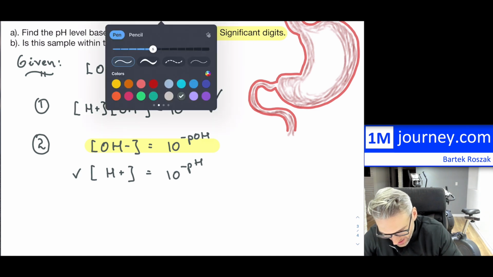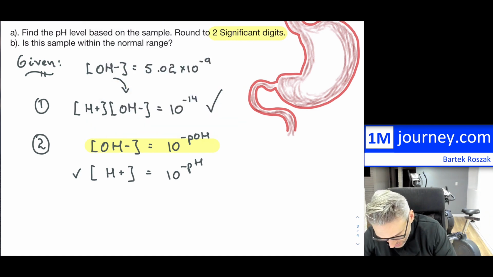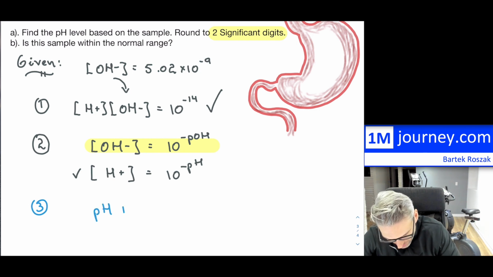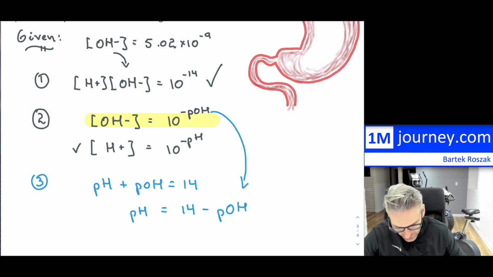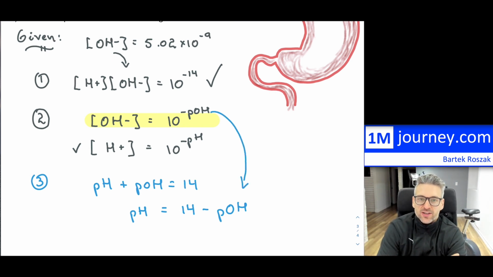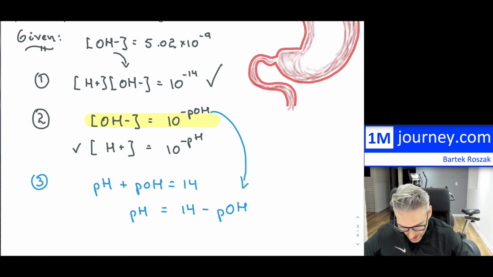and then use the third equation, which is simply that pH plus pOH is equal to 14. If you want to know the pH, you can isolate for it, substitute your pOH right in there, and you will find out what the pH is. So let's try to solve it in this particular way.